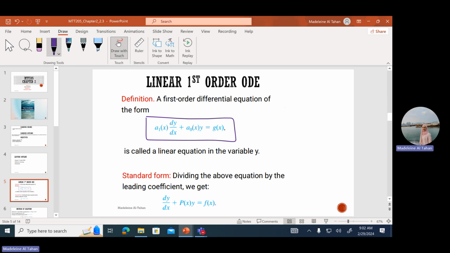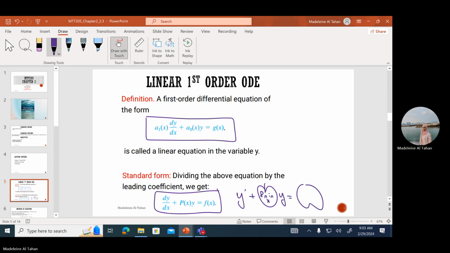For the standard form, we will get rid of what's before y prime. How do we get rid of it? What should we do for the whole equation? Divide by it. Okay, so the standard form is in this way: y prime plus a function in x multiplied by y equals another function in x. This shape we will deal with today, and our aim is to solve it.